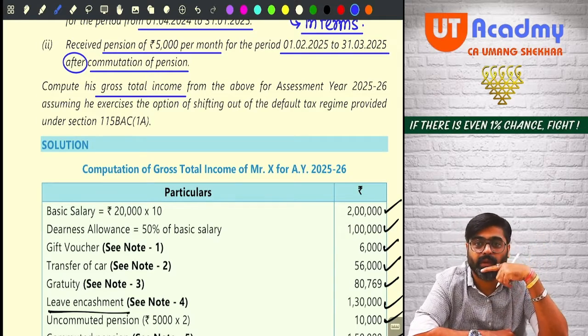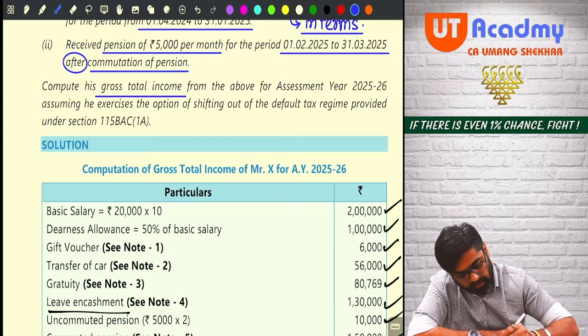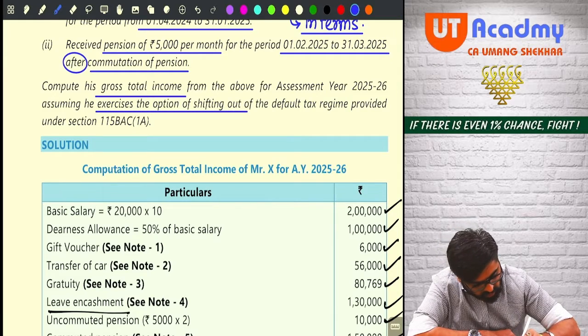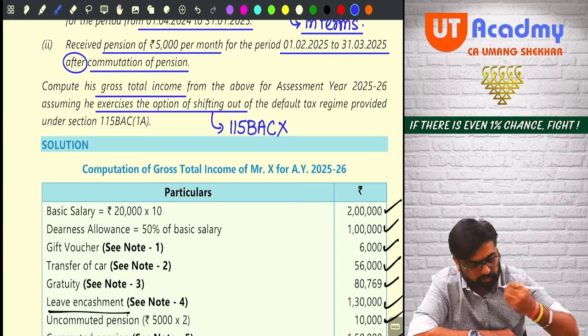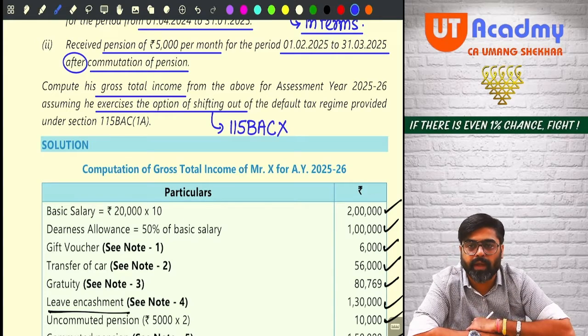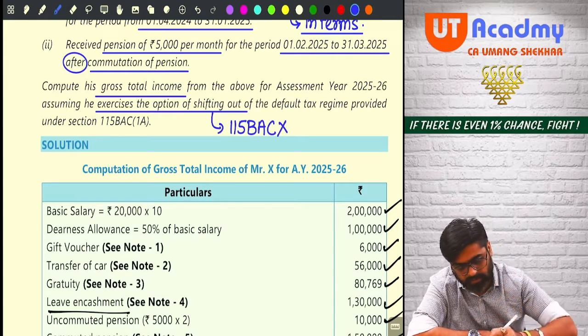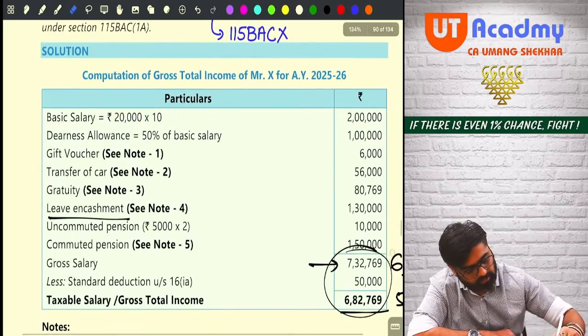That you are supposed to calculate. Now you are supposed to calculate, assuming that he exercises the option to shift out. Shift out of the default tax scheme means, is he following 115BAC or is he not following 115BAC? He is not following 115BAC. Okay, so first things first.